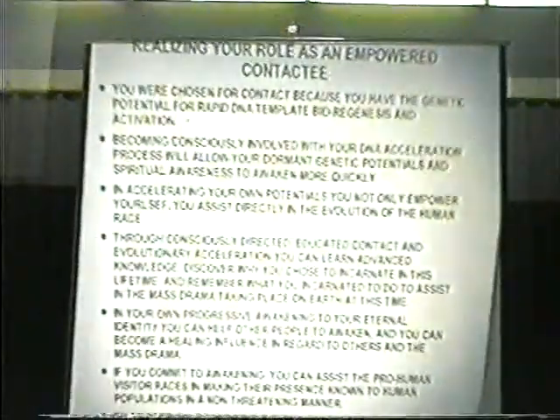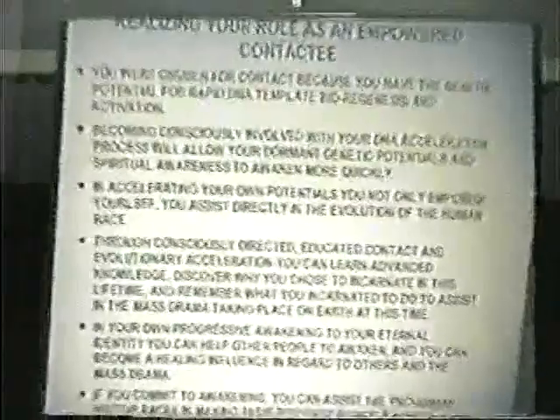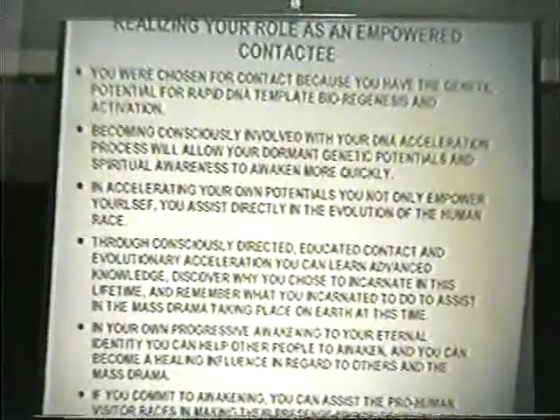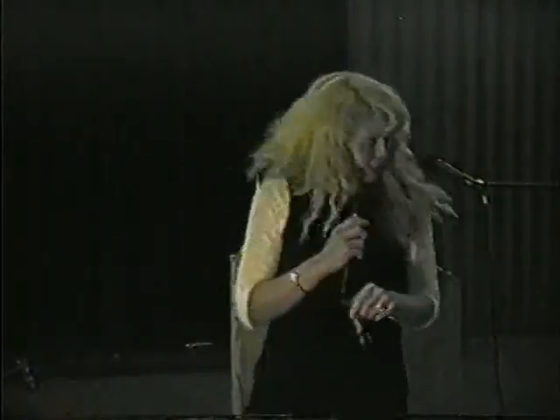Okay, you were chosen for contact because you have the genetic potential for rapid DNA template bioregenesis and activation. Even if you're not an incarnate member of one of the hybrid races, none of the races choose people who do not have the ability to rapidly undergo bioregenesis or DNA activation, because that's what they're interested in. Even the negative ones are interested in those patterns for their hybridization programs. So just the fact that you may be having contact would tell you there's a pretty darn good chance that you have some special DNA in there, that can work to your advantage if you know what to do with it.